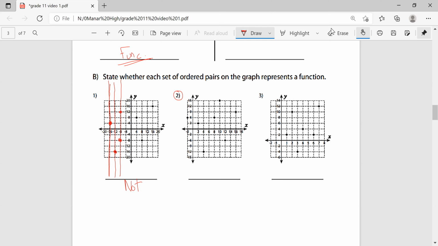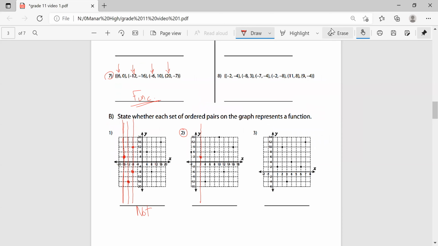Okay, going to example number 2. Here, only one value, vertical line. Only one value, another vertical line, only one value, like this. So make sure that you drew all the vertical lines on the x values to see it contains only one value of y or not. So this is, yes, a function.